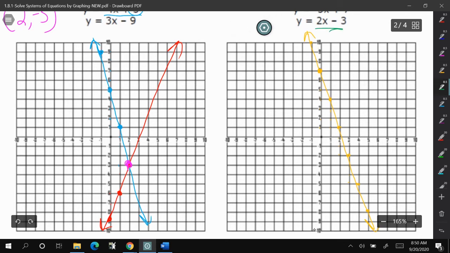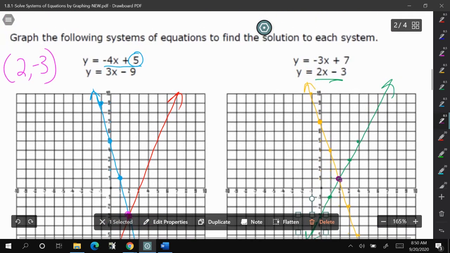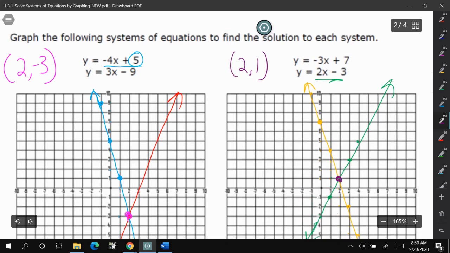All right, so we start at negative 3 and go up 2, right 1. So this is what that line would look like. And the intersection point is right here. Looks like (2, 1). So the answer would be (2, 1). Always make sure to write your answer as an ordered pair.